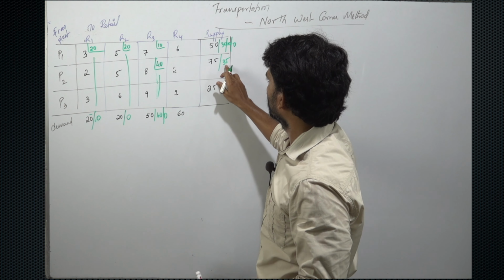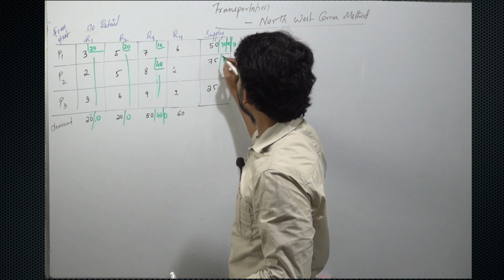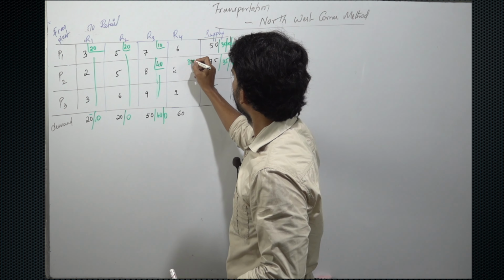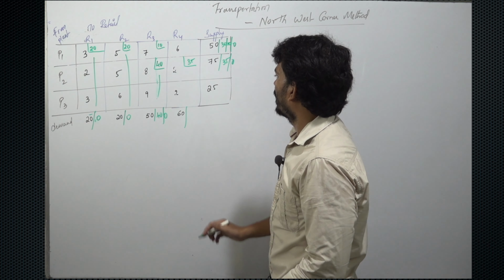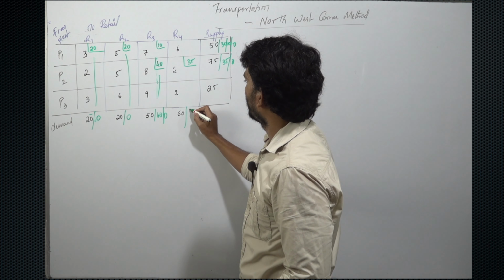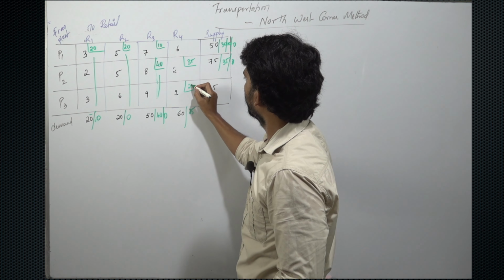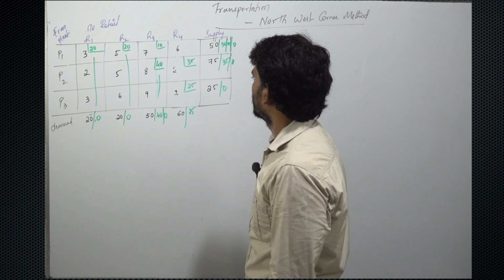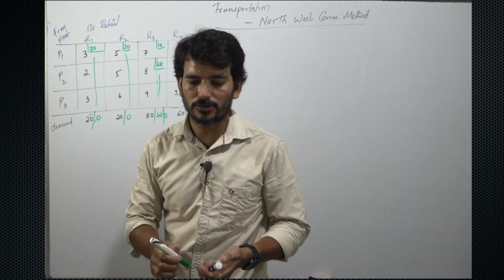Now come to the next one. We have 35 supply here, and we have 60 demand. So maximum we can give 35 only here. So I will give 35. The moment I have given 35 here, my remaining demand will be 25. So 25 I'll get from here, and now this will become 0. That's how we will allocate which plant needs to supply which retail store.